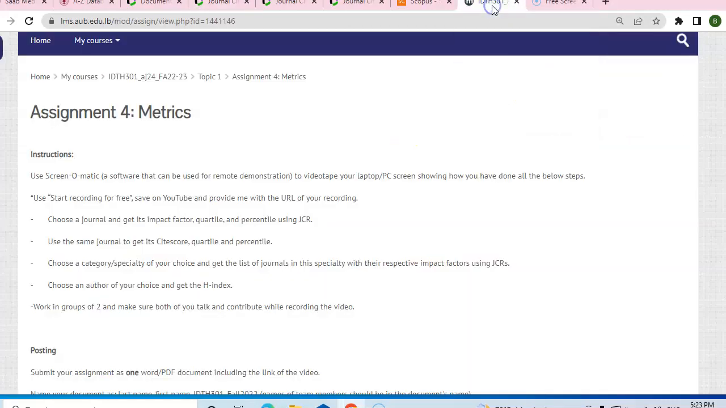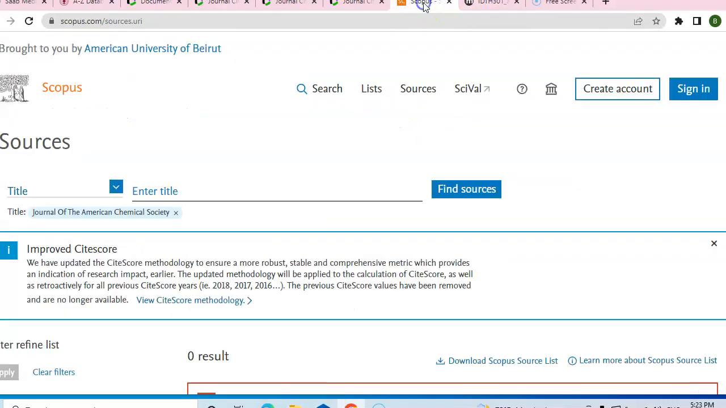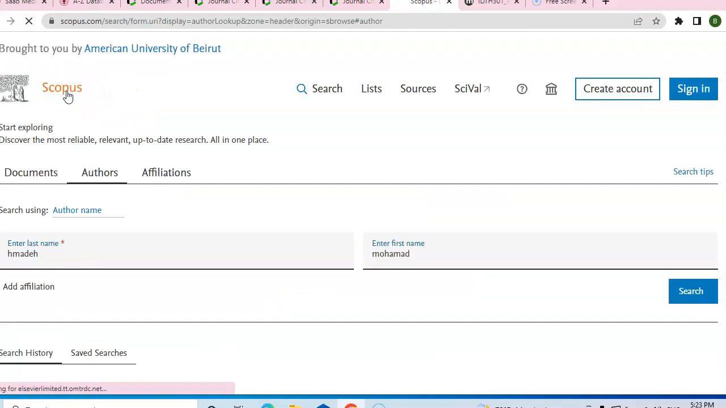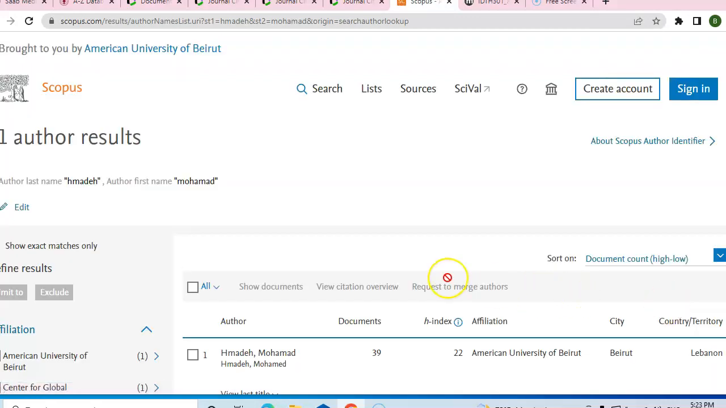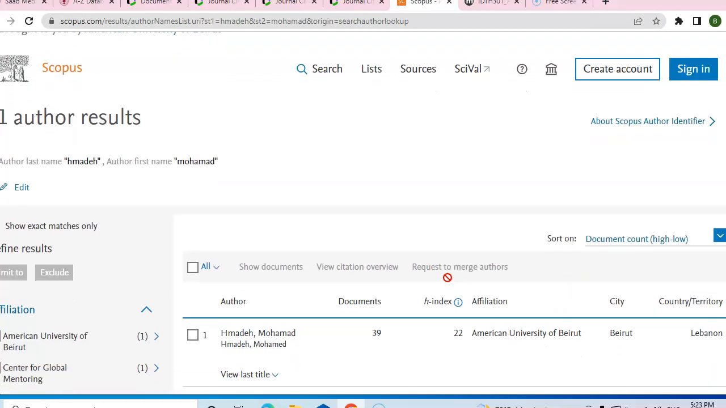Now for the fourth question, we have to choose an author and get his H index. We're going to do this using Scopus. And we go to Scopus and search by author. And we will search for Muhammad Hamidi. So the H index is 22.